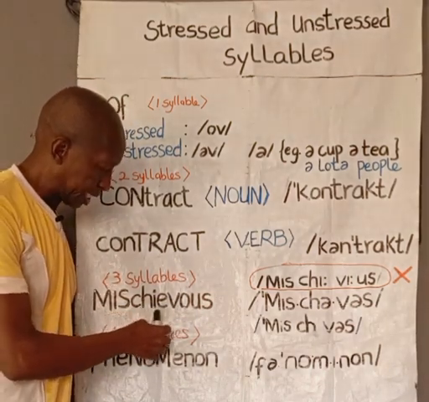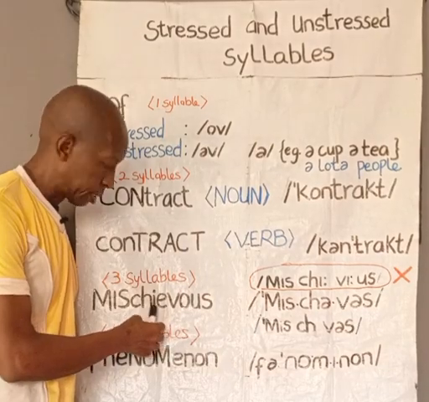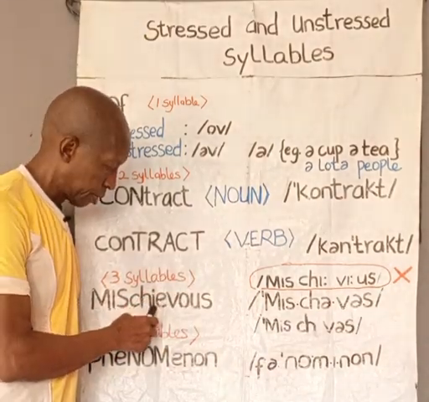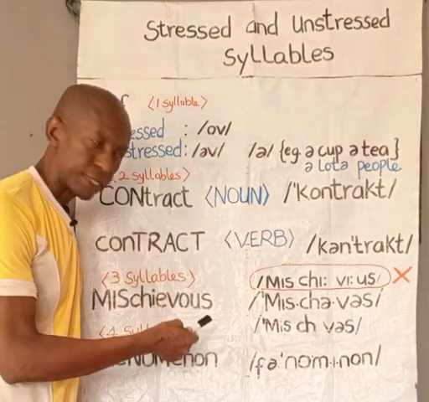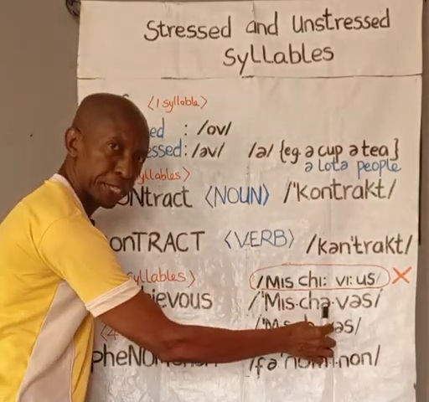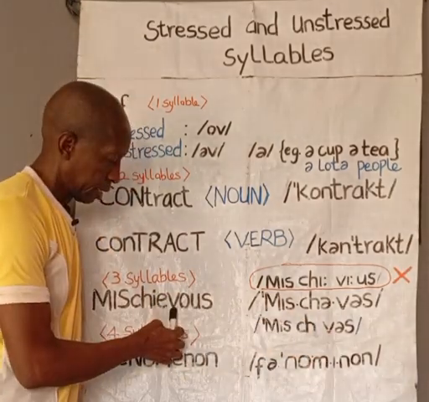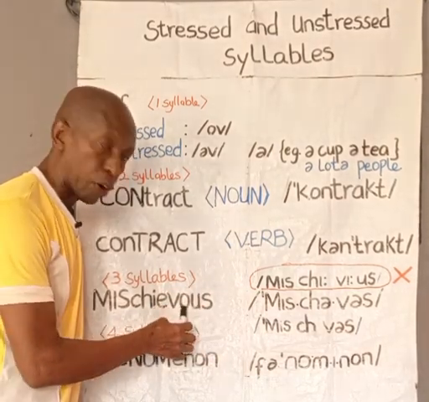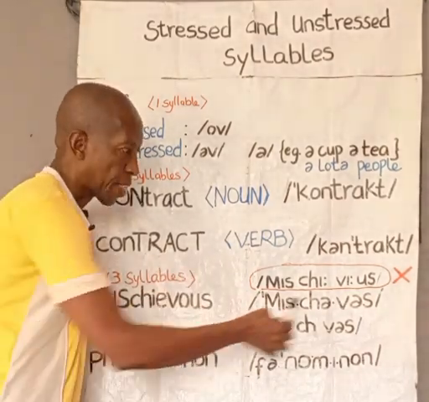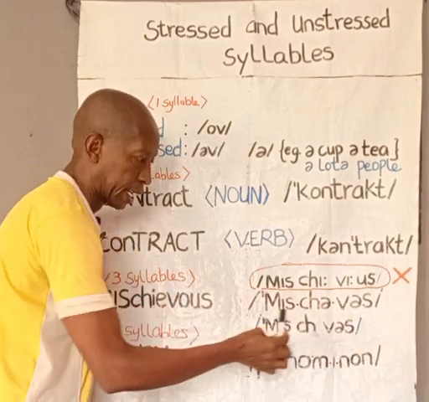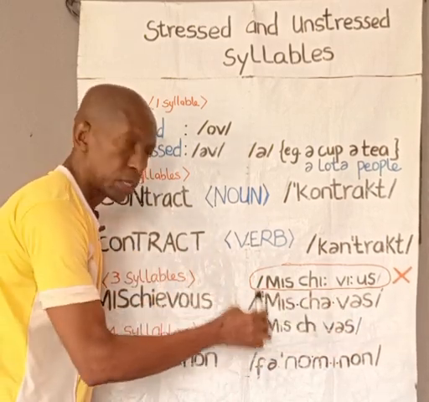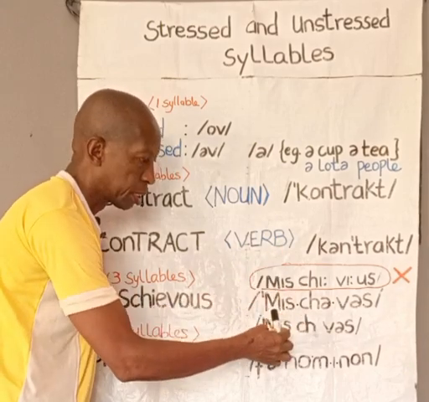When you are pronouncing the second syllable here, letter E is silent. Letter I makes a schwa sound, as you can see. That is the schwa symbol here. In the last syllable here, letter U is silent. Letter O also makes a schwa sound. That is what you get here. Now let's practice pronouncing it very slowly, syllable by syllable.